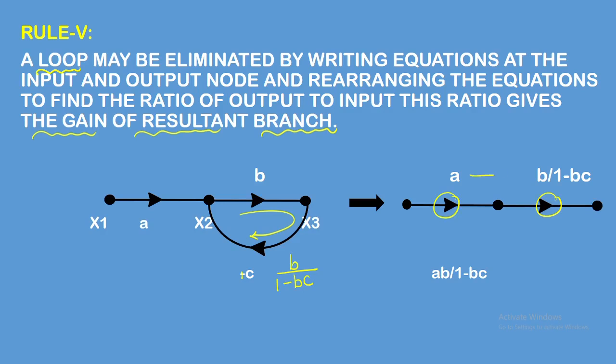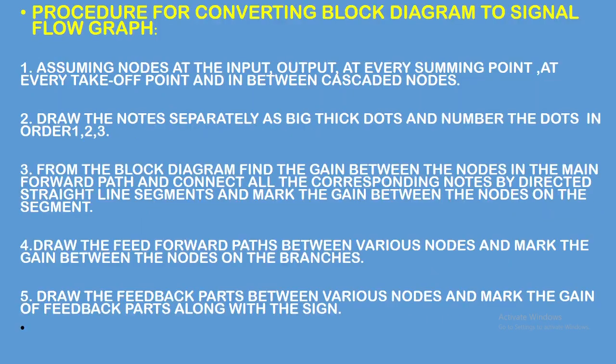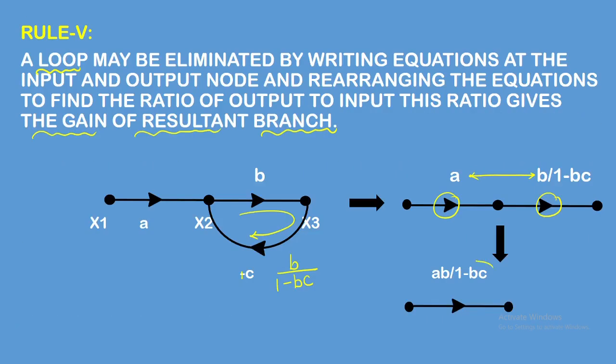And finally, if you observe, these two are in cascaded mode, so you can represent them with a single branch by multiplying these two, that is A into B divided by 1 minus BC. So you are going to get X3 divided by X1 ratio, which is given as AB divided by 1 minus BC.